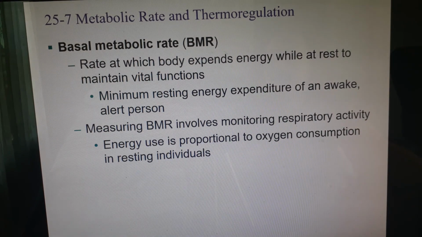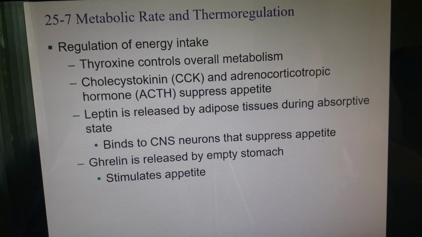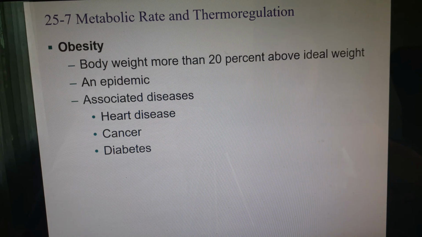Your basal metabolic rate is what your body burns just at rest. Okay, and actually having a high basal metabolic rate is a good thing. It means you're burning more calories even when you're not doing anything. You can read these last few slides.